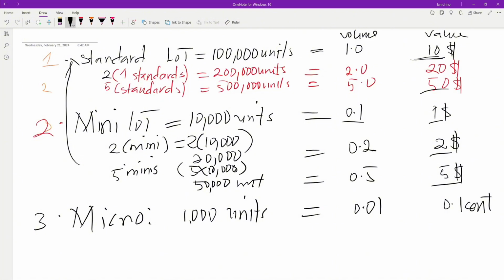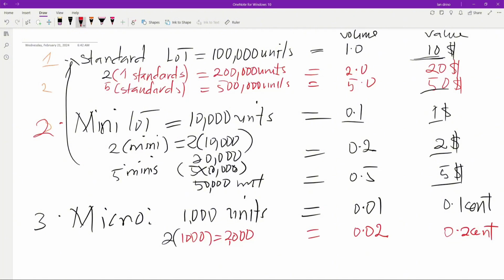Now, if you are controlling two micros, for example, 2 micros will be equivalent to 2 times the value per micro, which is 1,000. What is 2 times 1,000? 2 times 1,000, you are going to be controlling 2,000 units of base currency. Now, what is going to be the trading volume? 0.02. Is that clear? Now, what is going to be the value per pip? 0.2 cents. I hope this is clear.